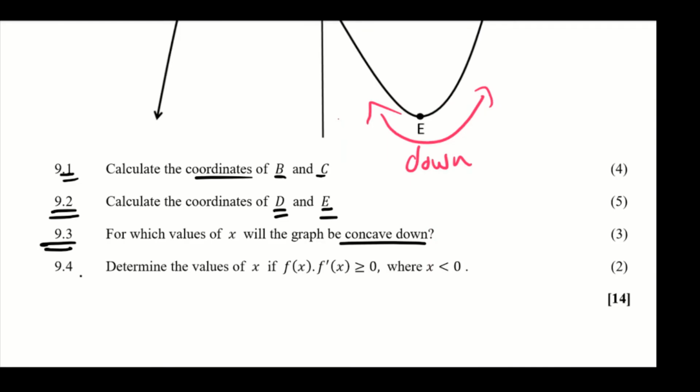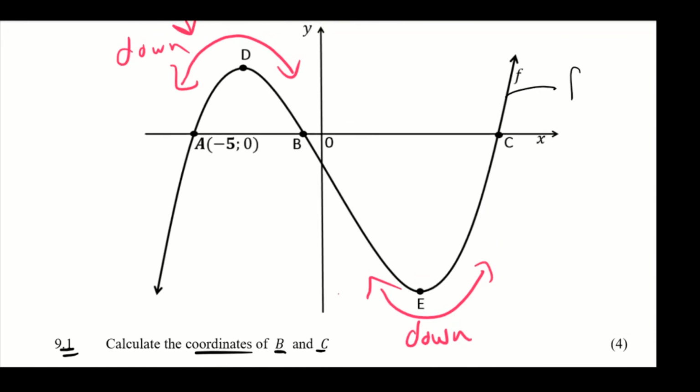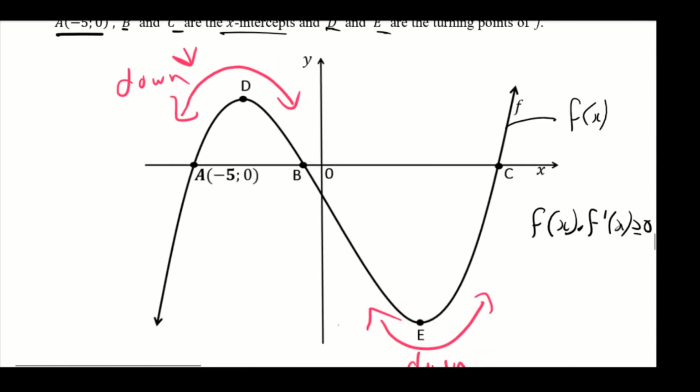Now we're going to do 9.4, where we are asked to determine the values of x such that when you multiply f of x with its derivative, you get a solution that is greater than or equal to 0. So we go back to our f of x. We are told that when you multiply f of x with its derivative, your solution must be greater than or equal to 0. So where does that happen?